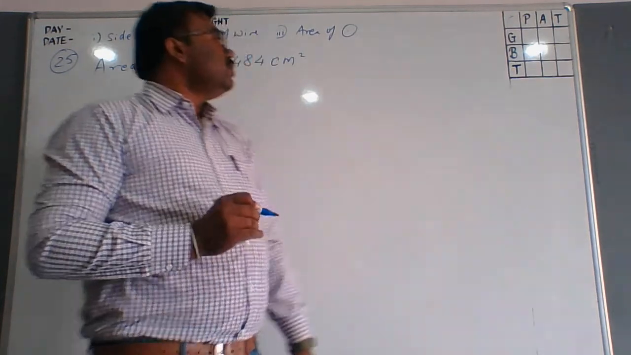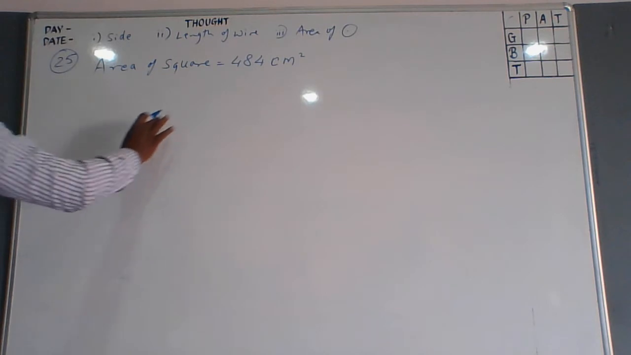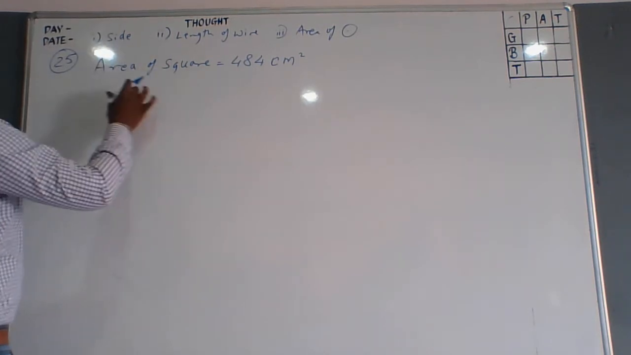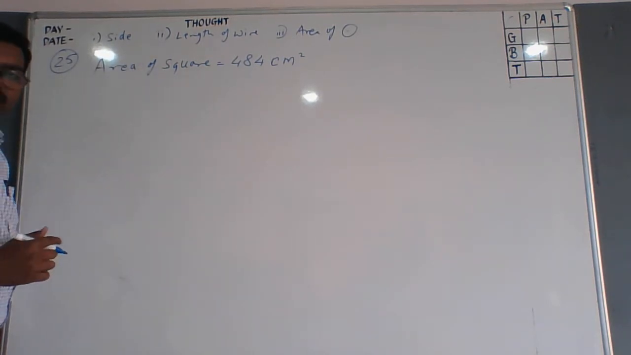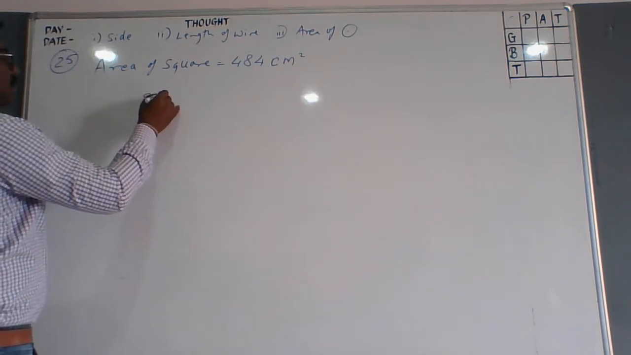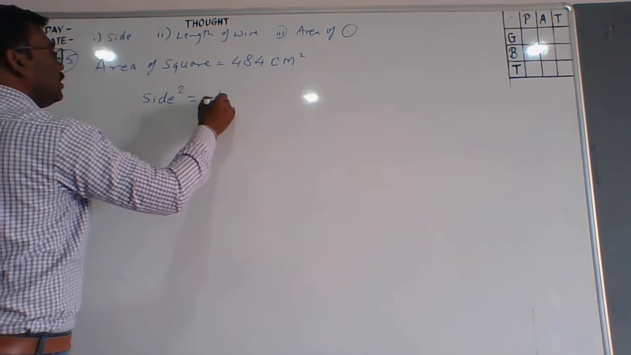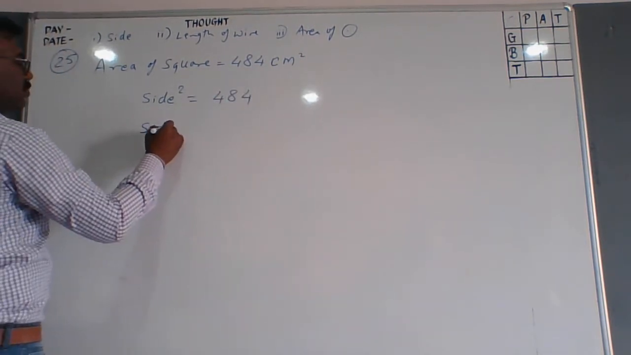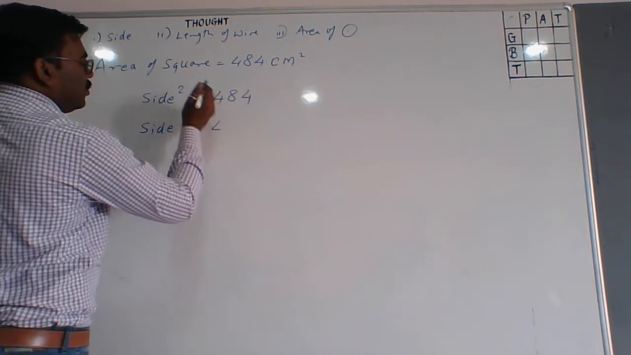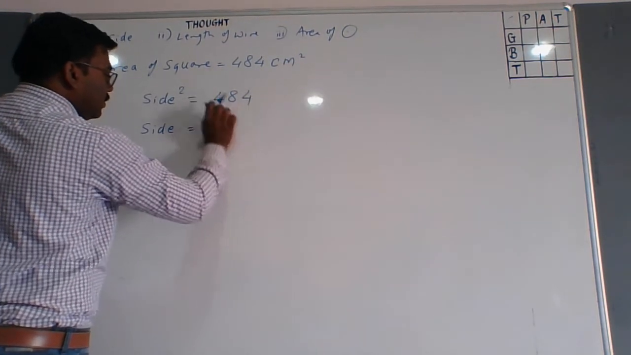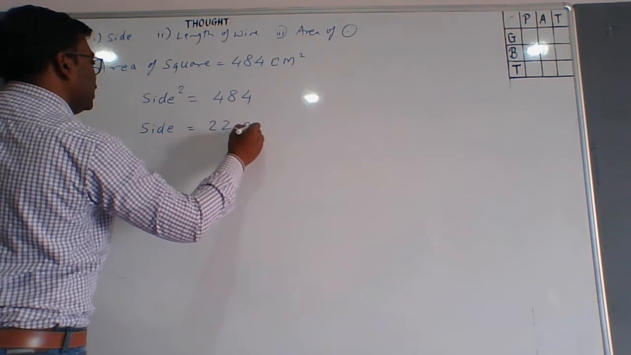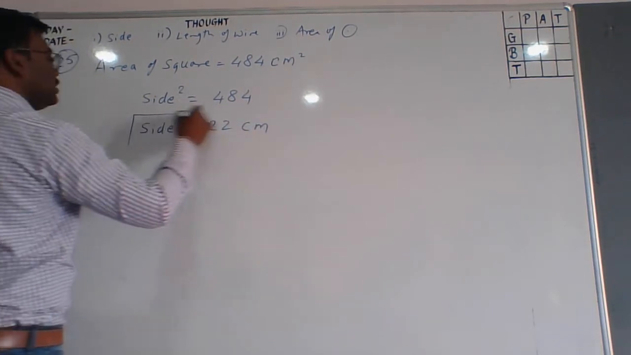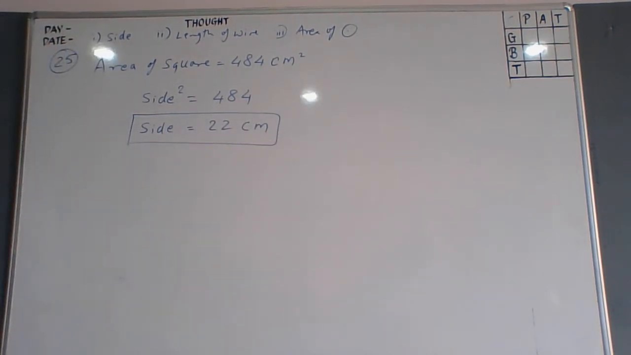Okay. So students, first let us calculate the side of the square. Area of the square is given to us. Formula for finding the area of square is side square. It is 484. So 484 is a square of 22. Correct? 484 is the square of 22. That means the side of the square is 22 centimeter.